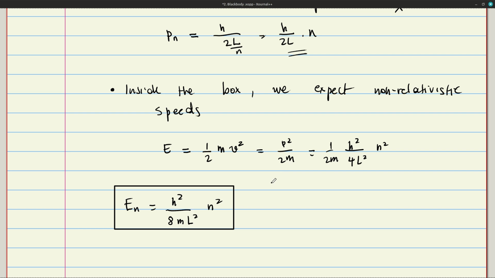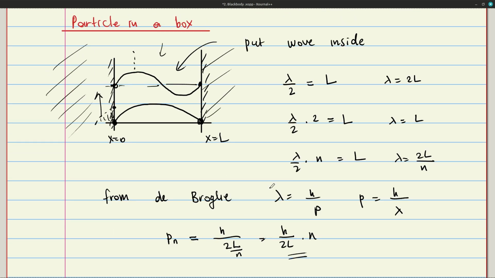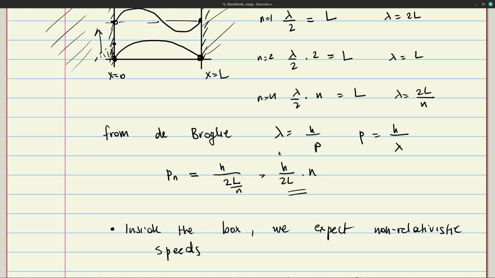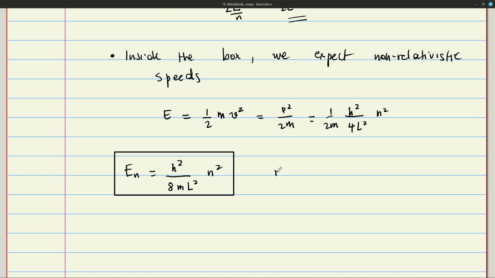And here, what is n? We determine n. For example, here n is equal to 1, here n is equal to 2, and here n is equal to n. And n can be 1, 2, 3, ... Any questions or comments?